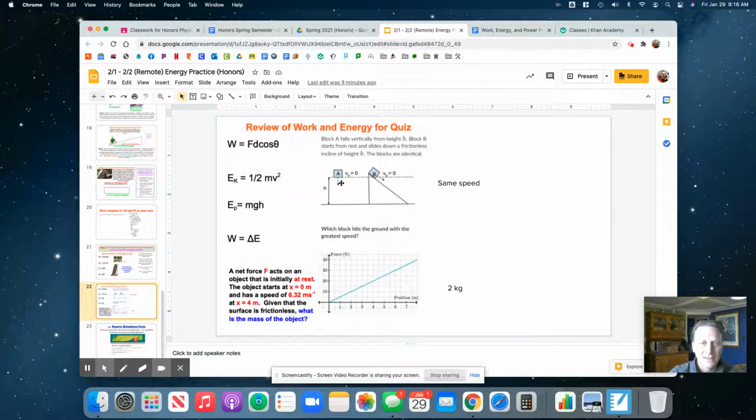Noticing something like this, if they both came down, how would their speeds compare? And then you've got one of these work-kinetic energy theorem problems, where you're going to look at the area under the curve being the work done, equaling the kinetic energy. You should be able to get that answer. So that'll be the review for the test.